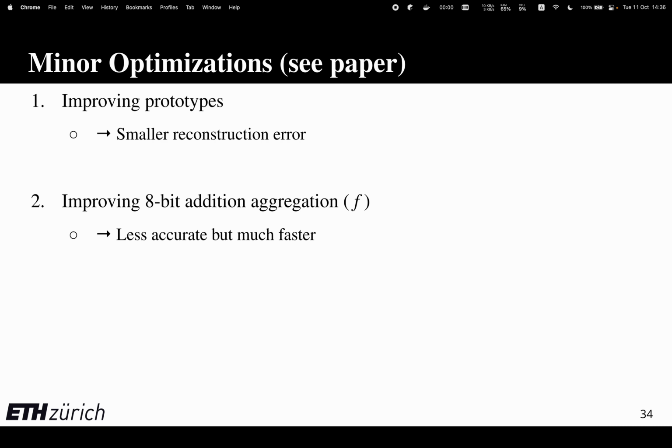There are also a bunch of other optimizations. For example, the authors also proposed ways to improve prototypes, to minimize construction loss, and to improve the aggregation function. But for more details, if you are interested, please look in the paper.